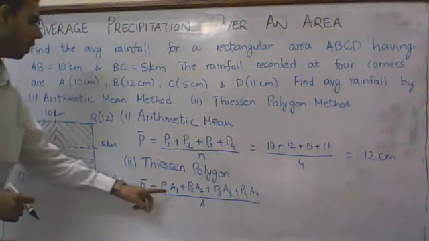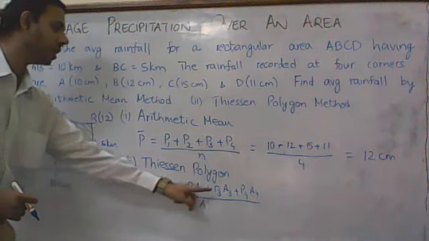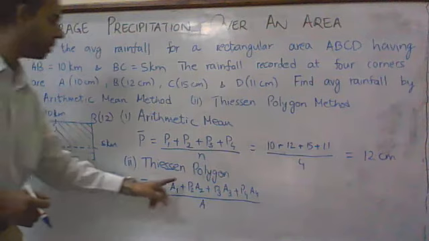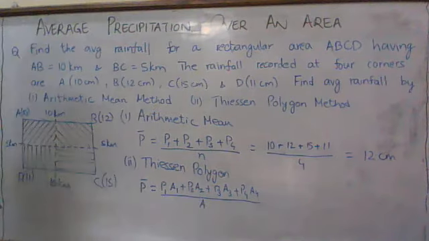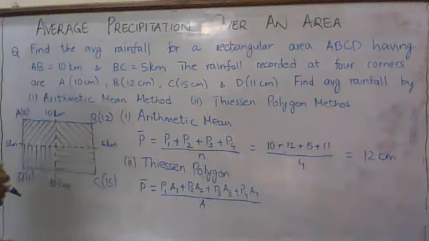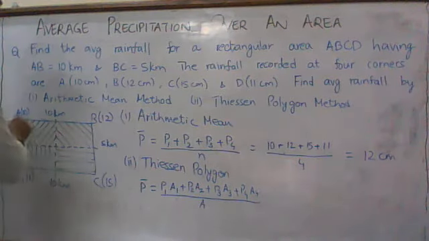Now, we need to find the areas A1, A2, A3 and A4. We know the values of P1, P2, P3, P4. So we need to calculate A1, A2, A3 and A4. How are we supposed to calculate that? See, it is very easy.